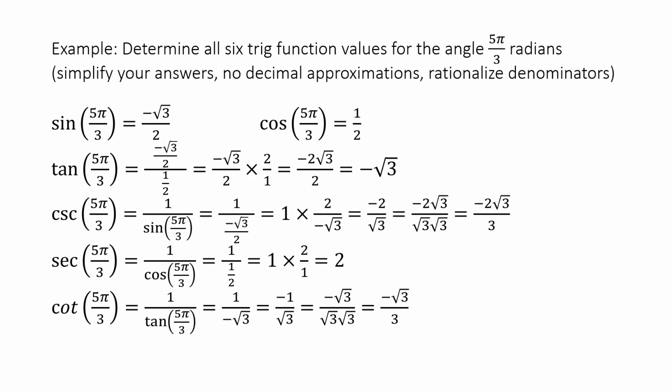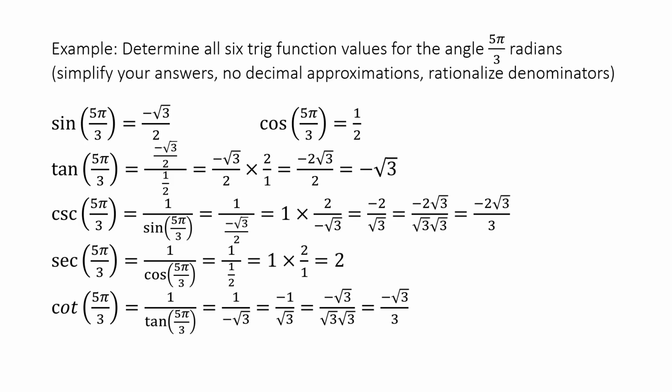Well, the cosecant of 5 pi over 3 radians will be 1 over the sine of 5 pi over 3 radians. 1 over negative root 3 over 2 means we want to invert and multiply, and we get 1 times 2 over negative root 3, which is negative 2 over root 3. But we want to have rational denominators. So what we do is we multiply numerator and denominator by root 3. We're allowed to do that. And that gives us negative 2 root 3 in the numerator. The denominator becomes square root of 3 times square root of 3, which is also called 3.